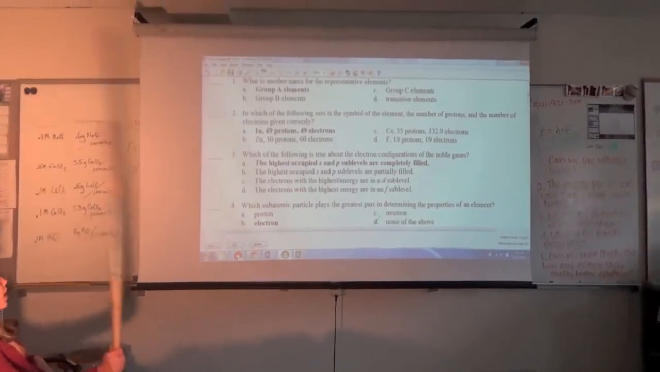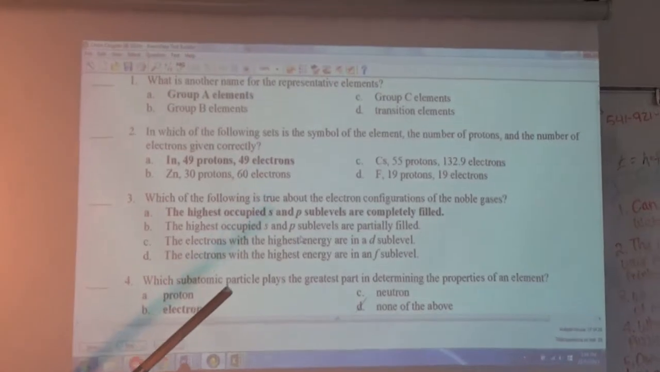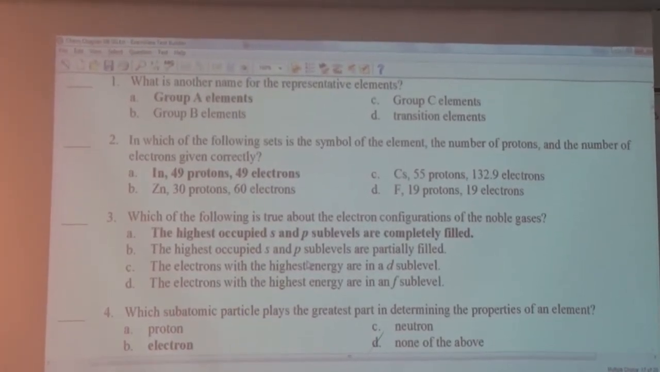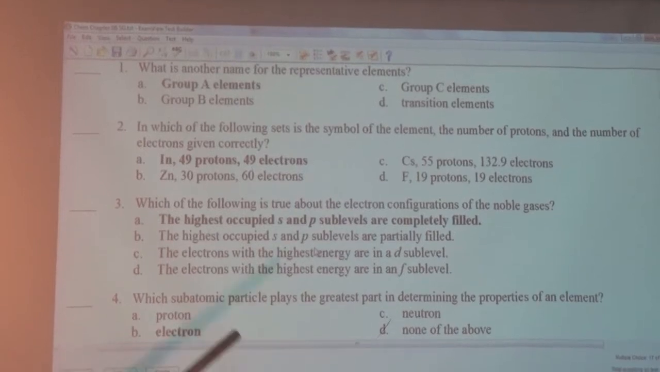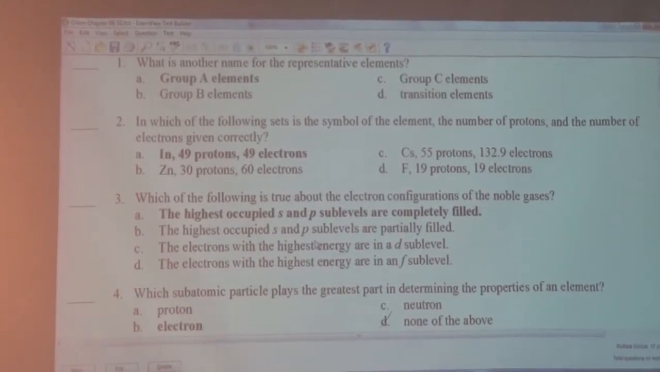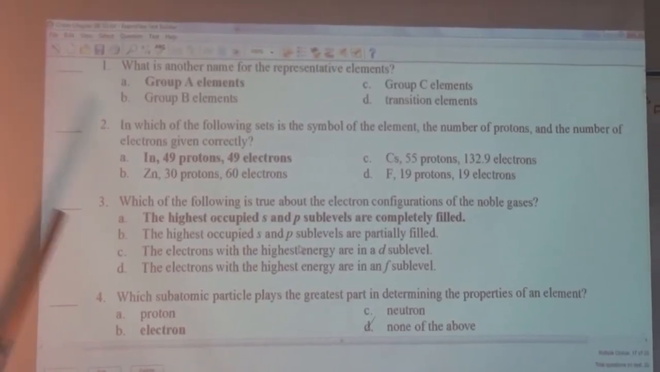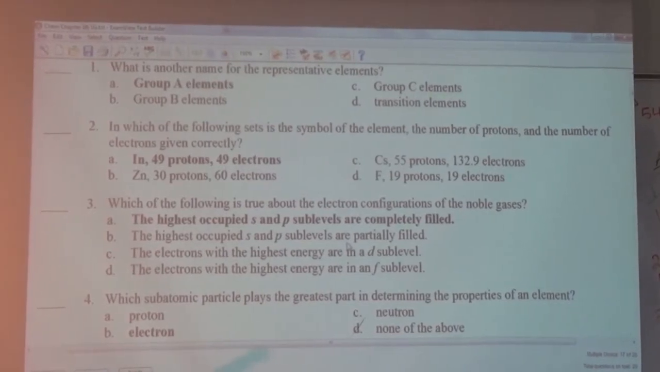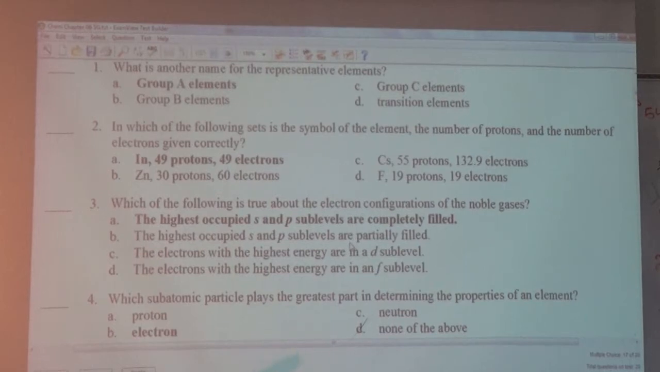Representative elements? A. Group A elements. 2. In which of the following sets is the symbol of the element, the number of protons, and the number of electrons given correctly? A. Protons and electrons. 3. Which of the following is true about the electron configurations of the noble gases?